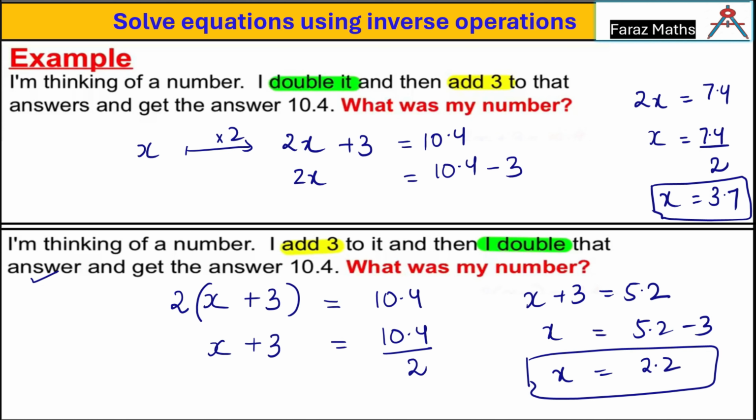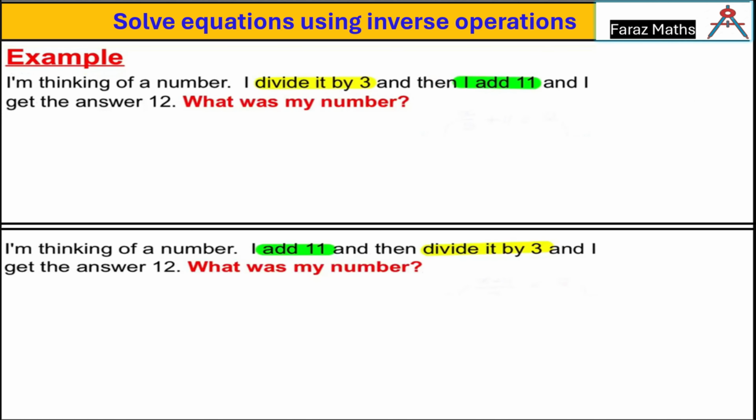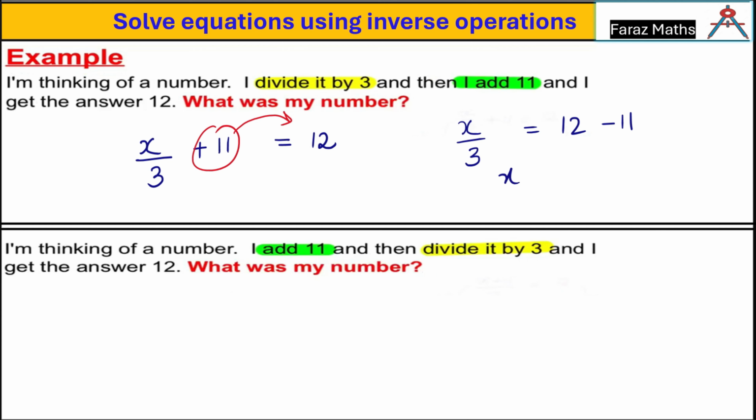Okay, coming to the next. I am thinking of a number. It means x. I divide it by 3 and then I add 11, which means plus 11, and I get the answer 12. What was my number? So if you solve this equation, you have to move this plus 11 to the other side. So if you are moving plus 11 to the other side, it will become negative on the other side. So x over 3 equals 12 minus 11, which is 1.